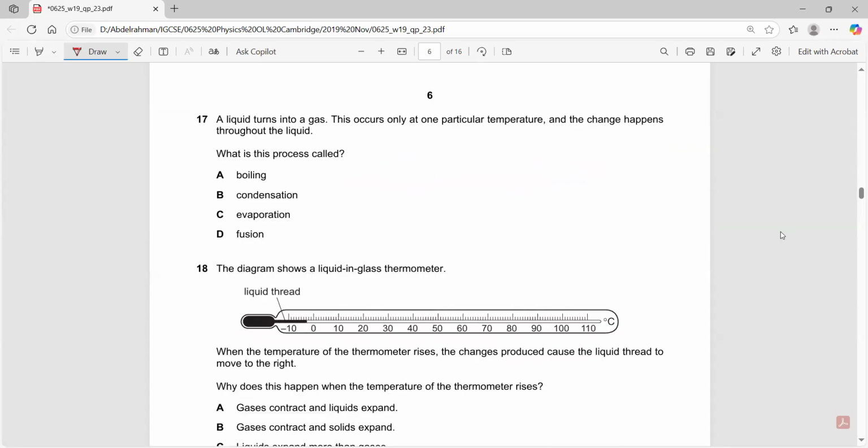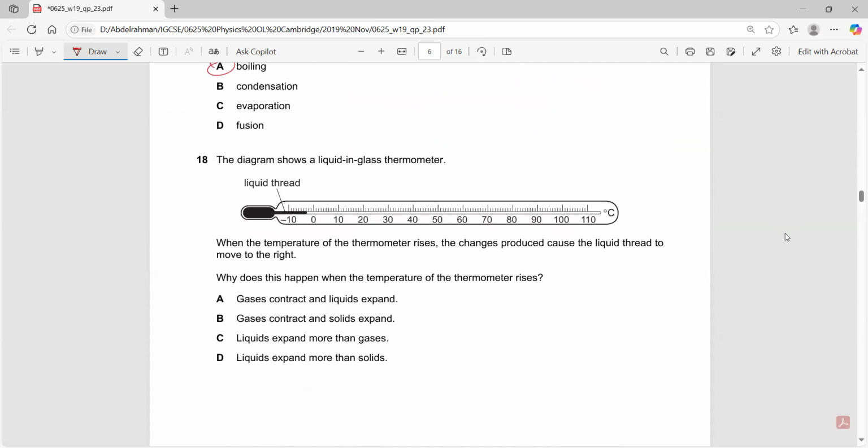A liquid turns into gas at a particular temperature. What is this process called? It's called boiling. Question 18 is cancelled.